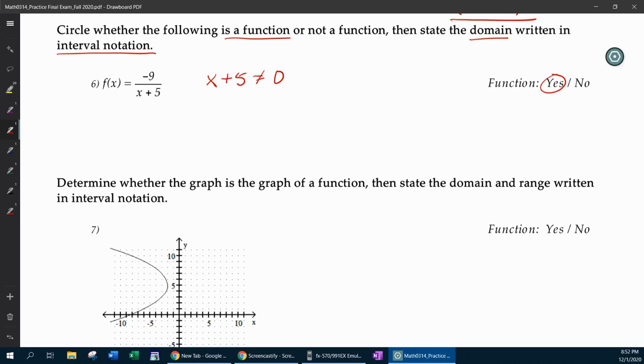So the denominator cannot be 0, and if I solve this for x, I'll know what x can't be. Moving the 5 over, we see that x cannot be -5. That is the only number that x cannot be. x can be anything else, just not -5.